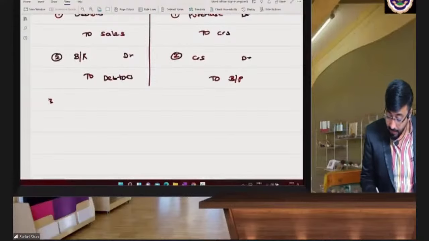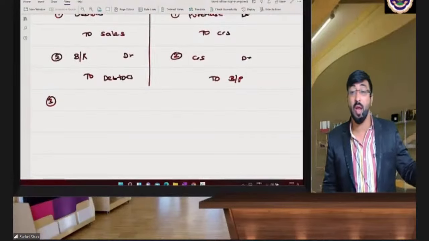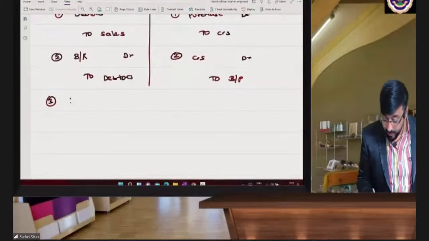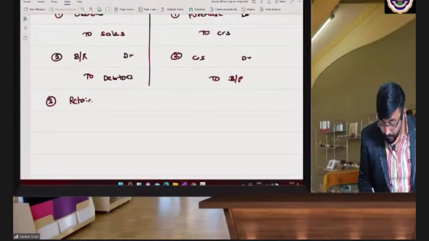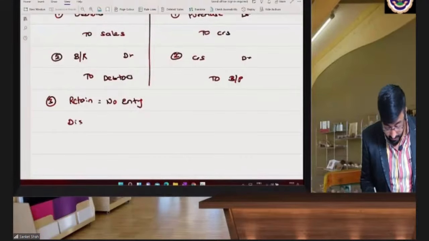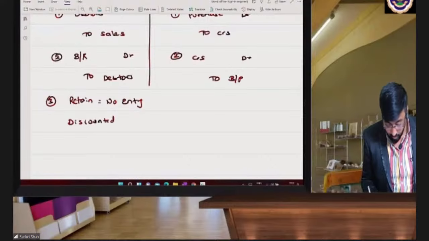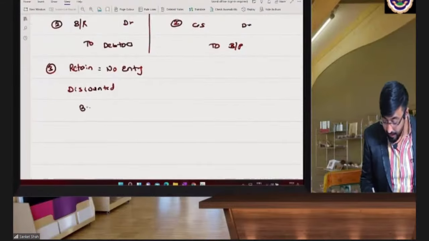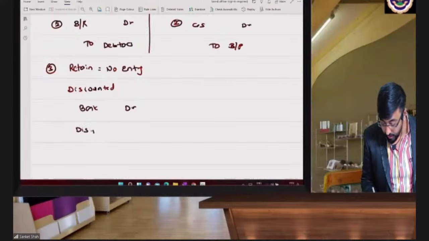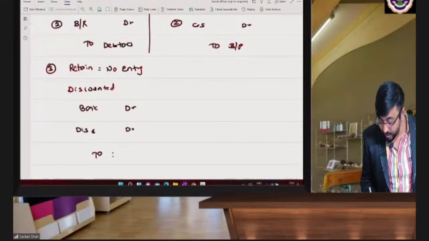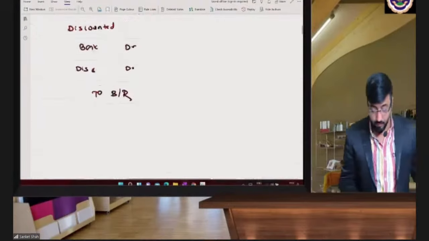Now, beta, after understanding this entry, for bills receivable we have four situations. First one is bill retained. No entry for this. Second one is bill discounted. What is the entry, beta? Discounted. Yes, bank account debit. You can comment it. Bank account debit, discount account debit to bills receivable. This is situation number 2.